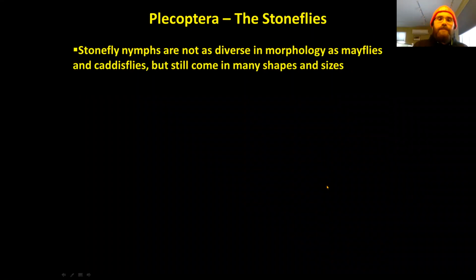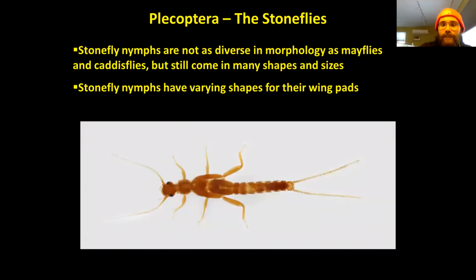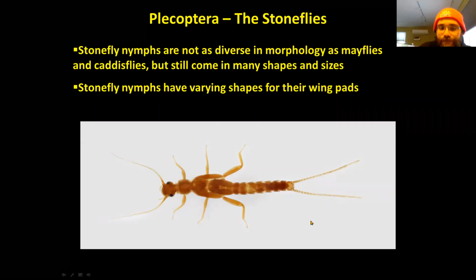So stonefly nymphs are not as diverse in morphology as mayflies and caddisflies, but they still come in many shapes and sizes. So some stonefly nymphs have varying shapes for their wing pads. For example, we have one here with much smaller wing pads compared to the one that we were just looking at. And they're more straightened and thin and elongate in appearance and run across the back of the body.